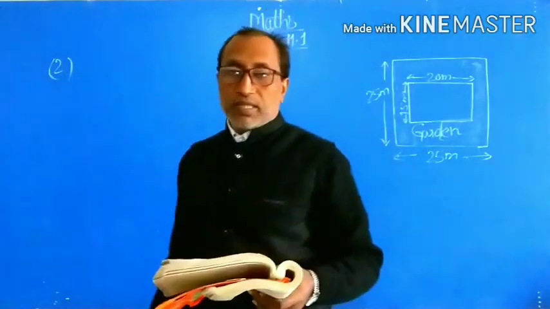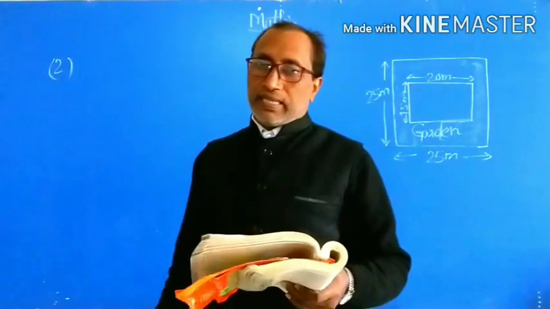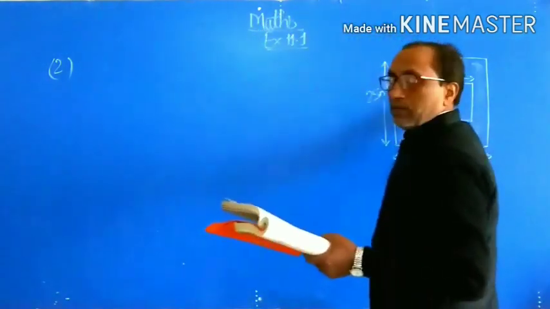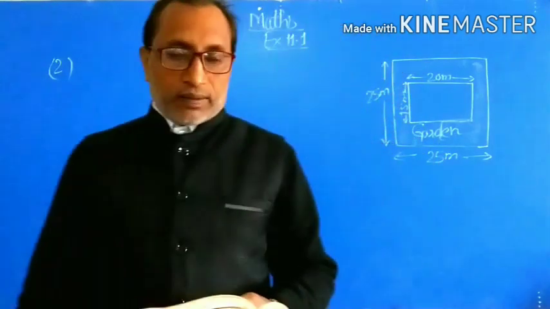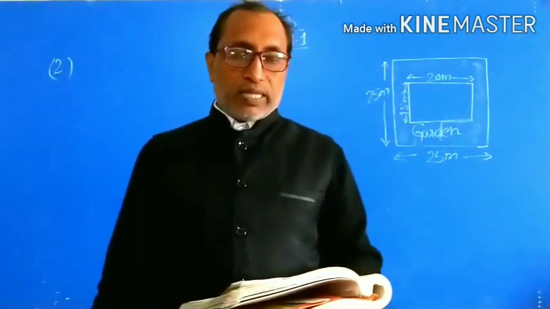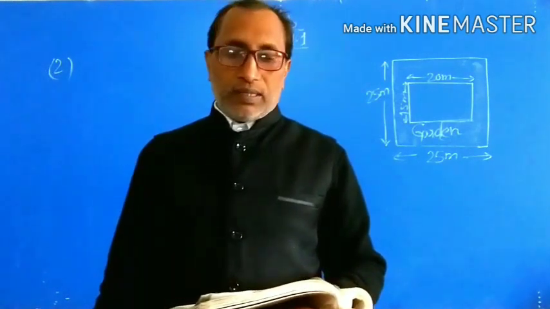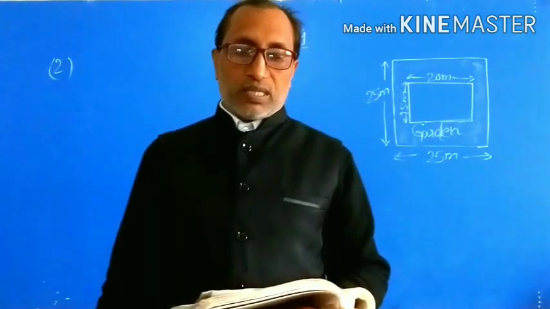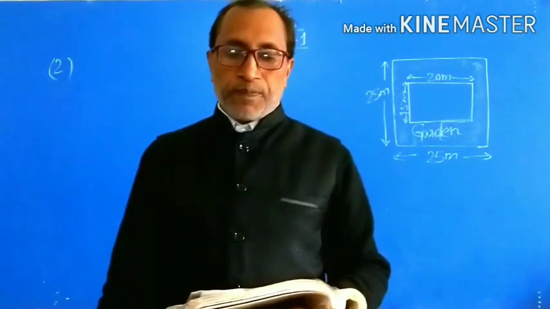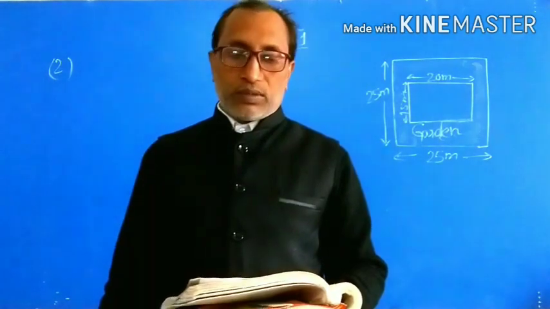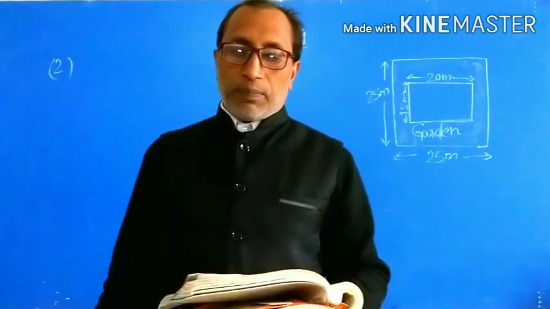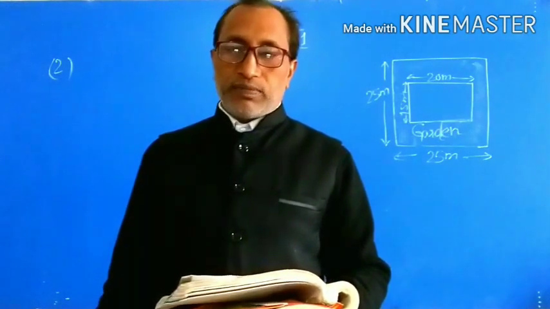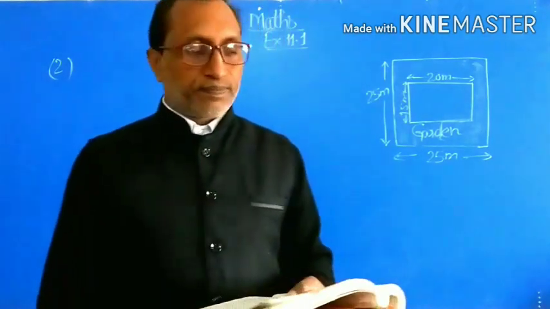Okay. Question number 2 of exercise 11.1. Here a figure is given. Mrs. Kaushik has a square plot with the measurement as shown in the figure. She wants to construct a house in the middle of the plot. A garden is developed around the house. Find the total cost of developing a garden around the house at the rate of rupees 55 per meter square.